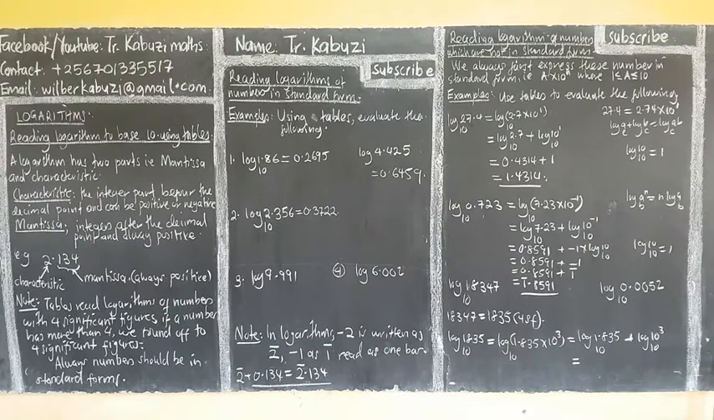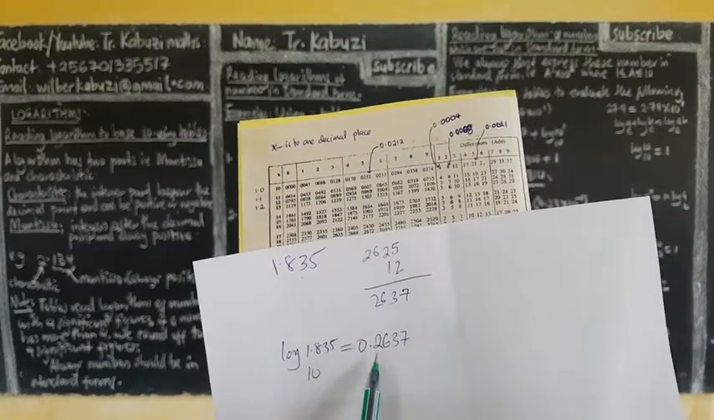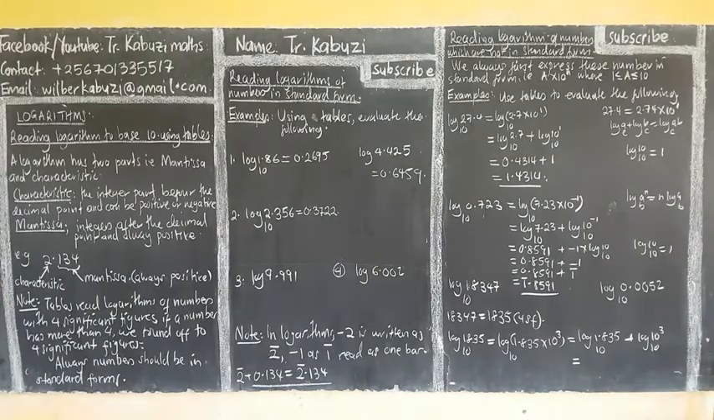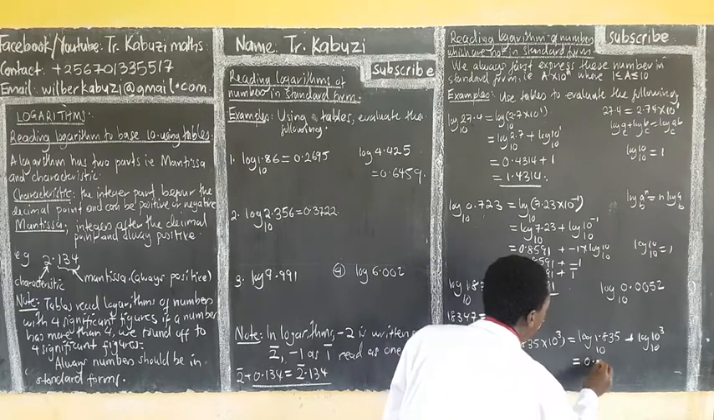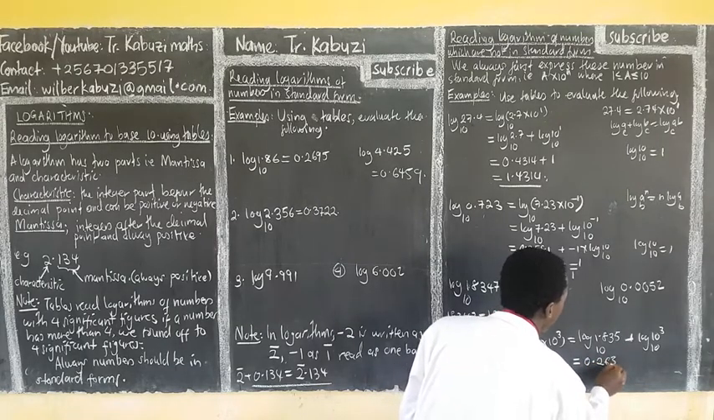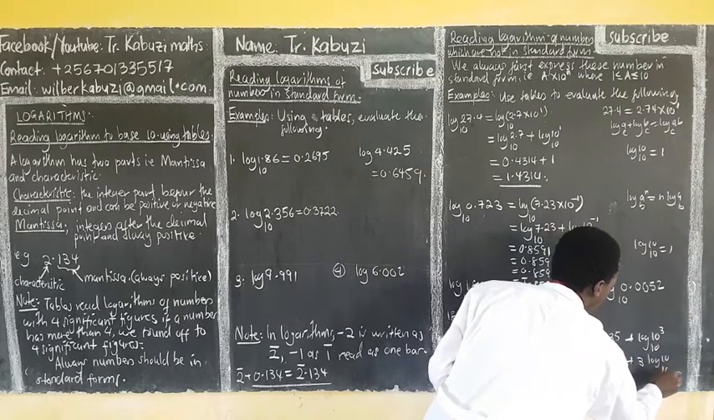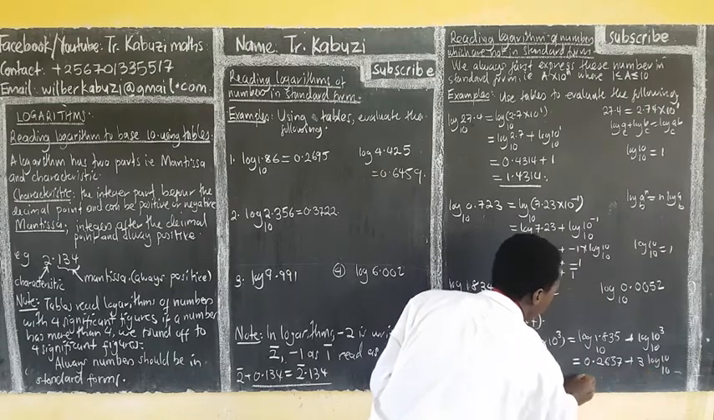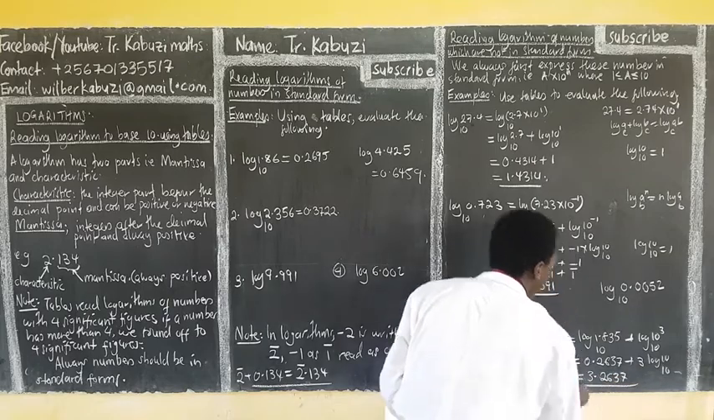So meaning the log of 1.835 then will be 0.2637. When we add, we don't forget to put a decimal point before this, and this is what we shall be having. So the value I'm having is 0.2637. Then plus this will be 3. Log of 10, base 10, and this is 1. So we add this to this, we shall be adding 3.2637. That will be the value.